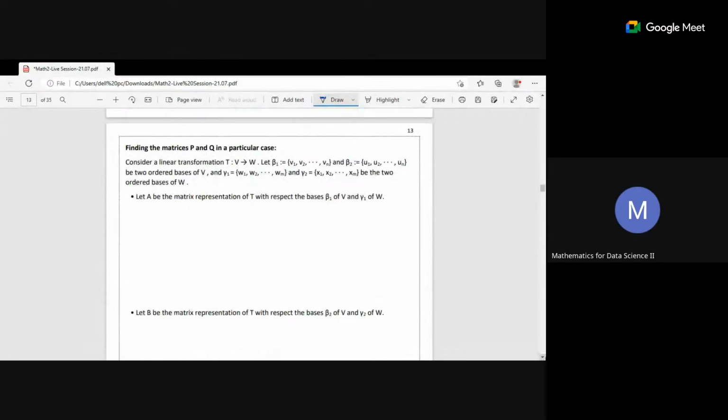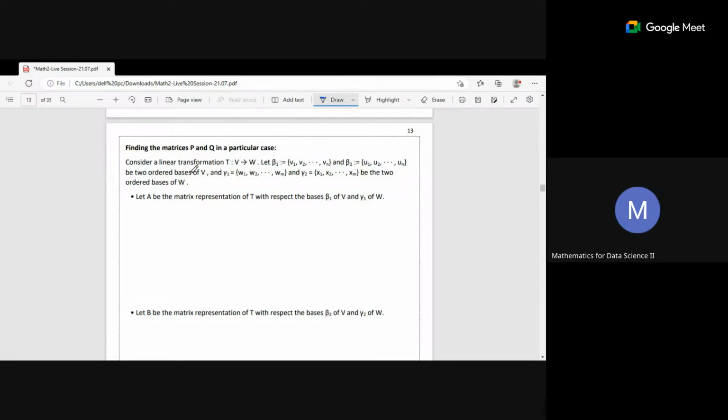So in some particular cases, we can actually find what this P and Q are. There is a specific technique to find what your P is and what your Q is. So let us see what that particular case is. Let us consider a linear transformation T from V to W, and you have bases beta 1 and beta 2 for V. Both are bases for V.